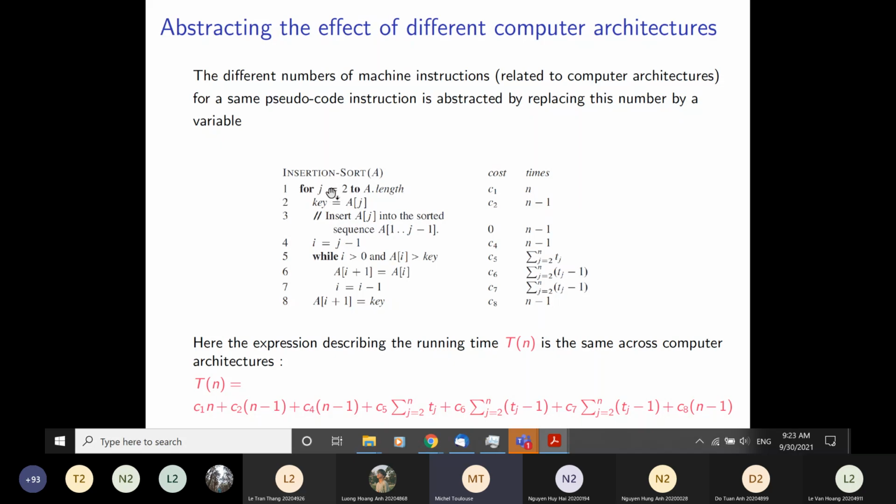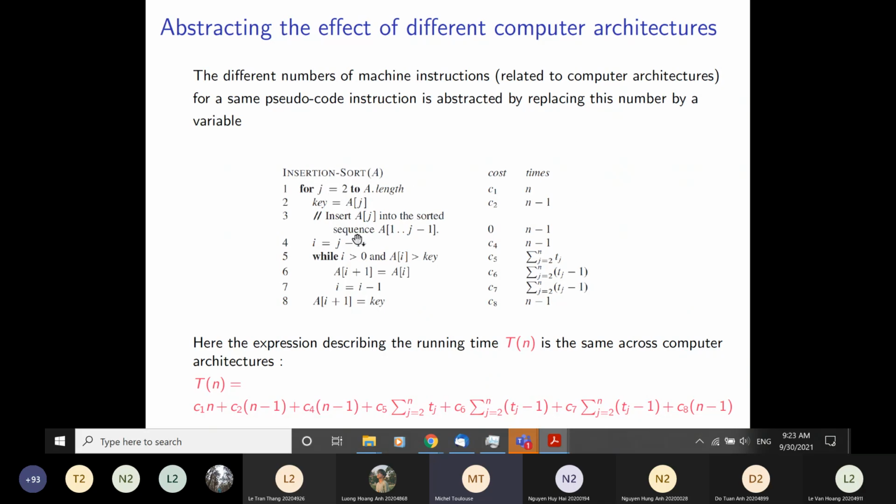So we test with j equal to 2, 3, 4, n. We go into the loop, and n plus 1. So n plus 1 minus 2 is equal to, minus 1, sorry, is equal to 1. So the number of times this for loop will be executed is exactly equal to n. This instruction here is equal to n.